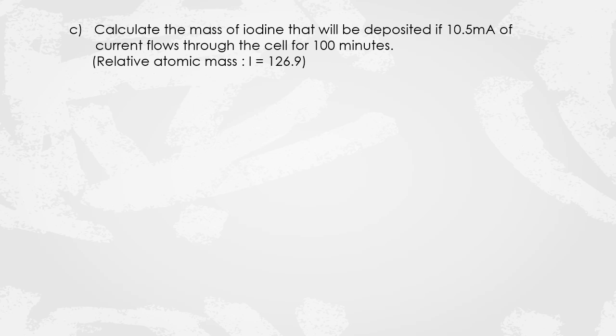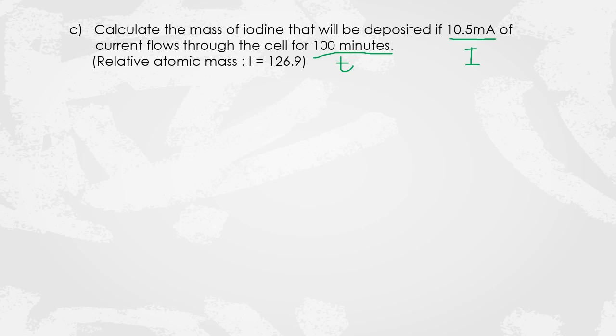As for question C, they want you to calculate the mass of iodine that will be deposited if 10.5 milliamp of current flows through the cell for 100 minutes. So we are given information regarding the current and also the time. So we are going to apply Faraday's law of electrolysis whenever we are going to do some calculations in electrolytic cell. So we need to first find the charge that we use throughout this reaction.